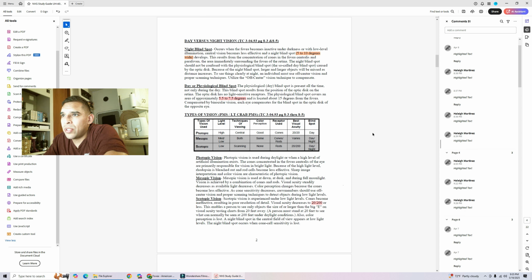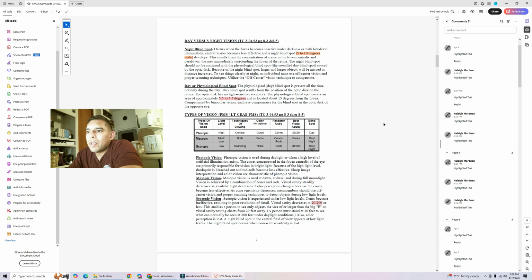So photopic vision, used in high level of light, you look straight at stuff. You don't have to use a scanning technique. Color perception is good. You use cones. Best visual acuity is 20/20, and the blind spot is just the day blind spot, which is 5.5 to 7.5 degrees. Mesopic vision is used at dawn, at dusk, and during full moonlight.